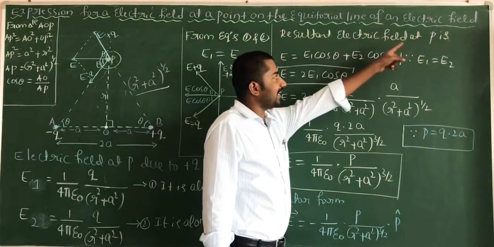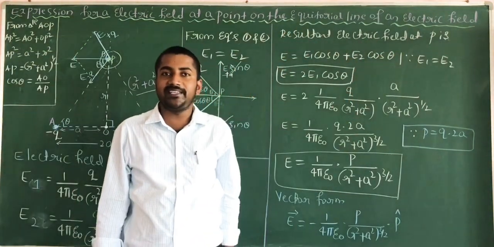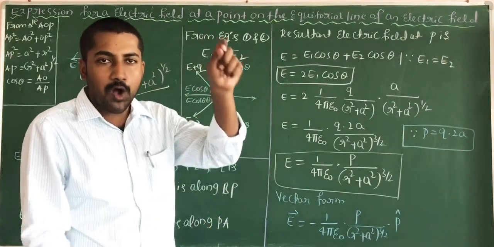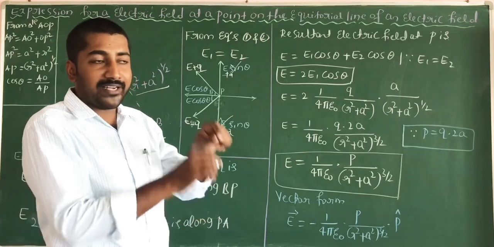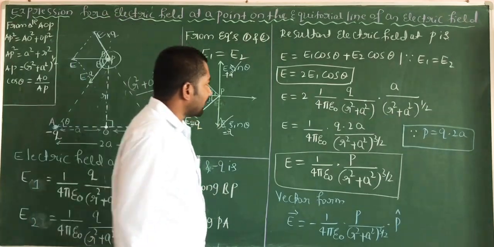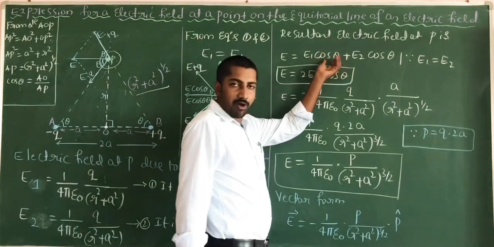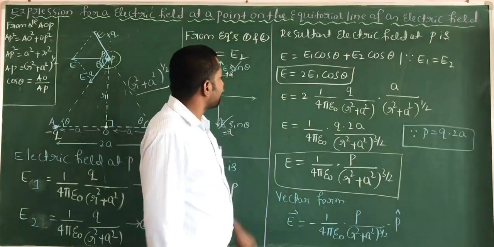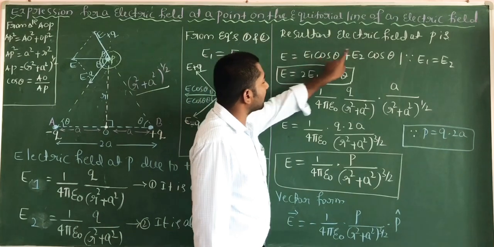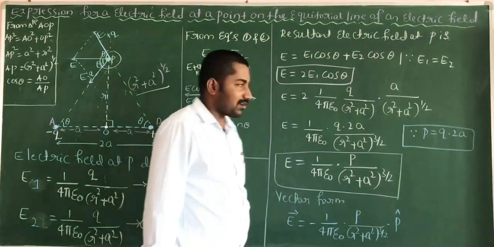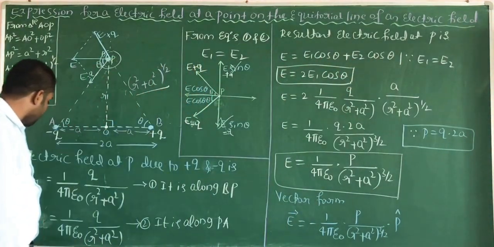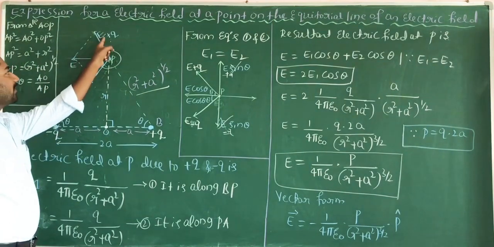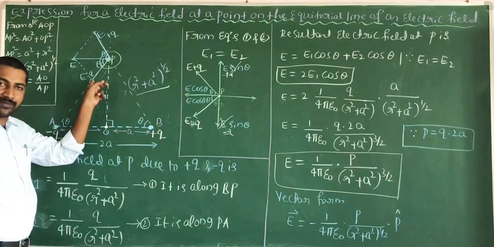The resultant electric field at point P: the sin theta components cancel each other. They are moving in opposite directions and are perpendicular to that axis. But the cosine components are parallel to the axis, so we add these two. Here E is equal to E1 cos theta plus E2 cos theta. You know these values, E1 and E2, the electric field due to the positive charge and the electric field due to the negative charge.